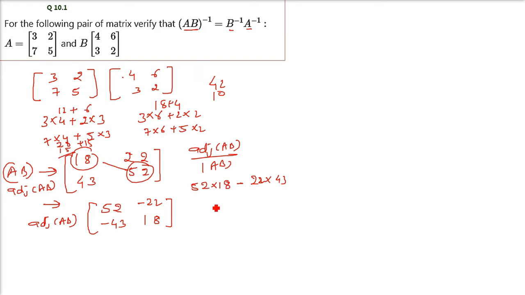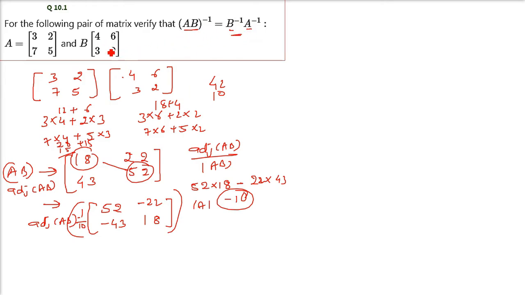But let me tell you, it is minus 1, minus 10. So now adjoint AB has to be divided by the determinant of AB. So minus 1 by 10 it will be. So this is your final value. Now coming to the right hand side. In the right hand side, B inverse A inverse has to be computed.